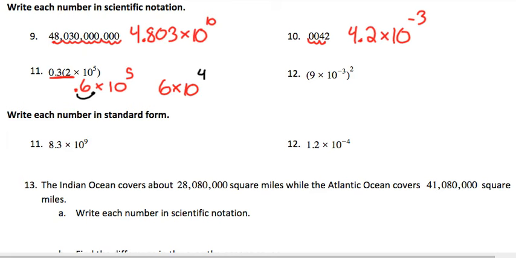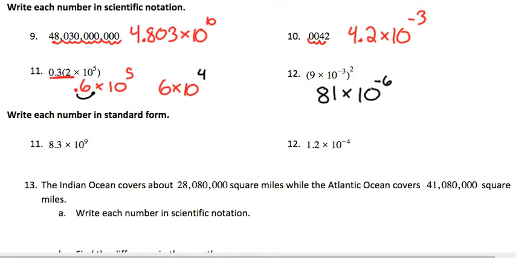All right, so for number 12, that squared term is going to influence both pieces, right? Remember, power of a product, that power influences both pieces of the product. So I'm going to have 9 squared, which is 81. And now 10 to the negative 3 squared, power of a power, I'm going to multiply to give me negative 6.